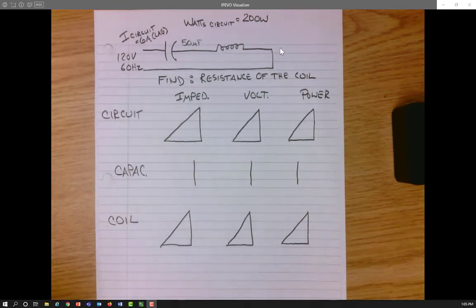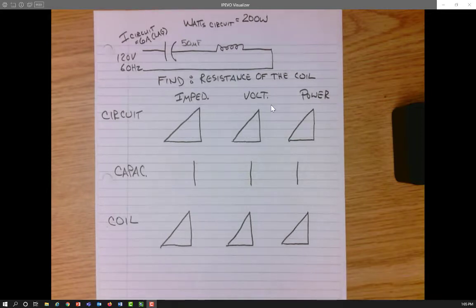Okay. So to do a question like this, the very first thing you should do is draw the triangles out for the circuit, for the capacitor, for the coil. Whenever we do a series RLC circuit, there are 3 triangles that we can do for it. We can do an impedance triangle, a voltage triangle, and a power triangle. They should always be in this order: impedance followed by voltage followed by power.